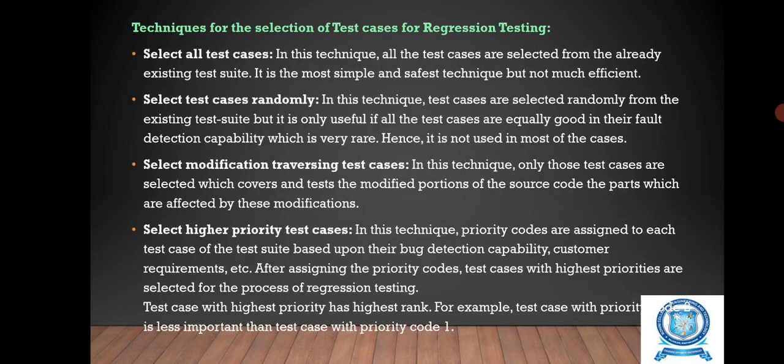Select modification traversing test cases. In this technique, only those test cases are selected which cover and test the modified portions of the source code, and the parts which are affected by these modifications.